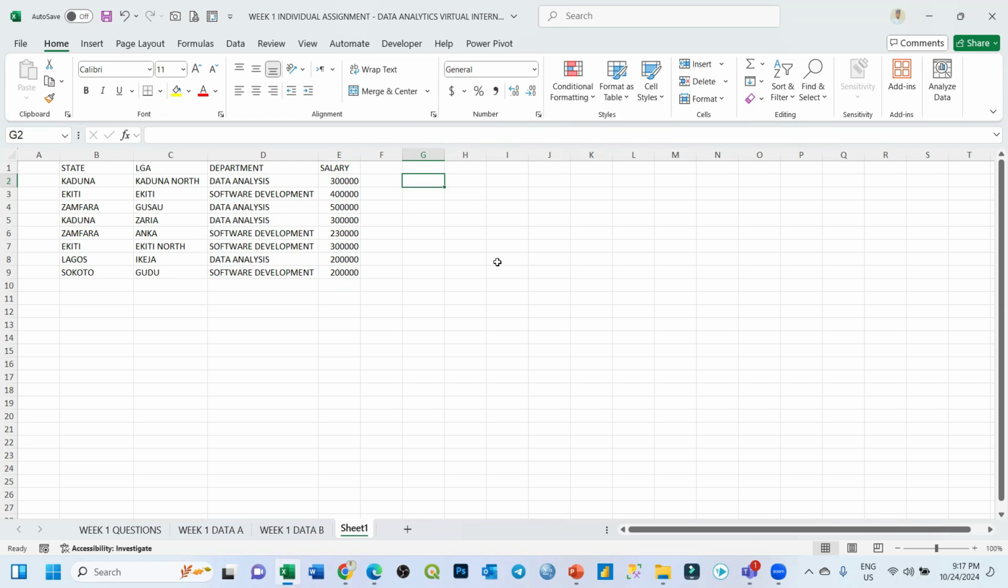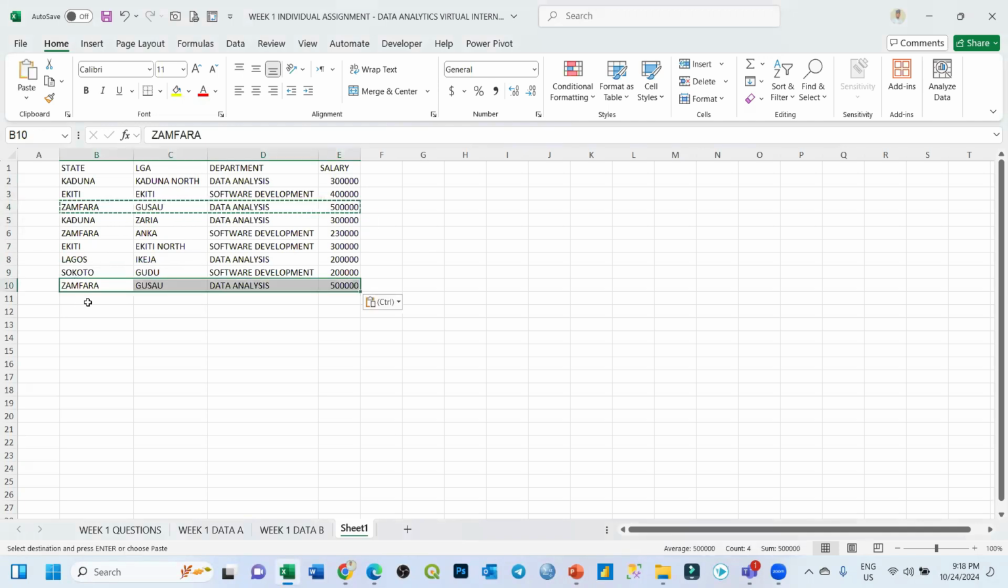But let's start with one scenario. Let's just say we want to know the salary of people that are from Zamfara and Gusau LGA. So that's what we want to know. That's the salary that we want to know. So I want to add more of this. I want to add another Zamfara, Gusau. Let me just add this. I want to add more of this.